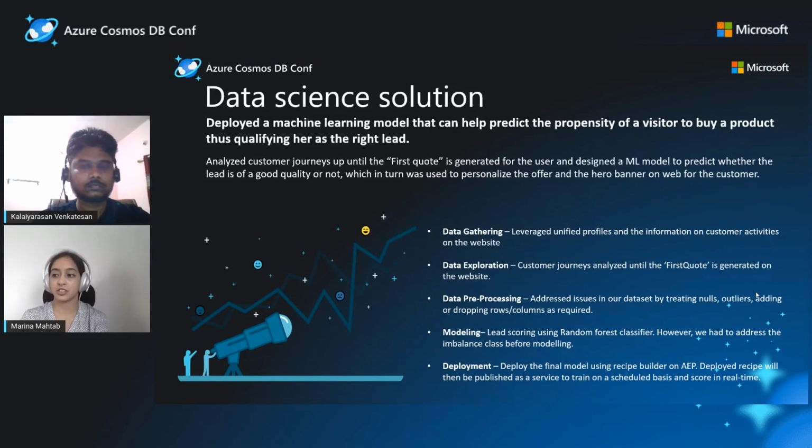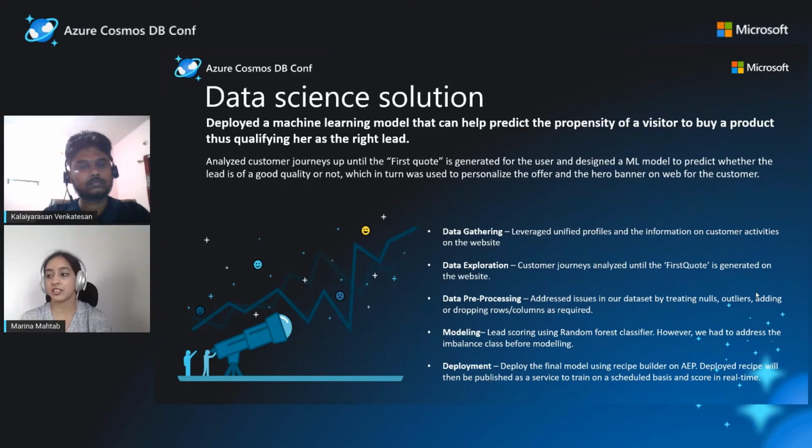So we analyzed customer journeys up until the first quote is generated and built a machine learning model powered by a random forest algorithm, which predicted the probability for conversion with approximately 75% accuracy on the out of time test data set. We followed the typical machine learning workflow of data gathering, exploration, processing, modeling, and finally deploying the best or the most accurate model. We leveraged unified profile services in Adobe Experience Platform to get customer one views. We analyzed these customer journeys on the web.